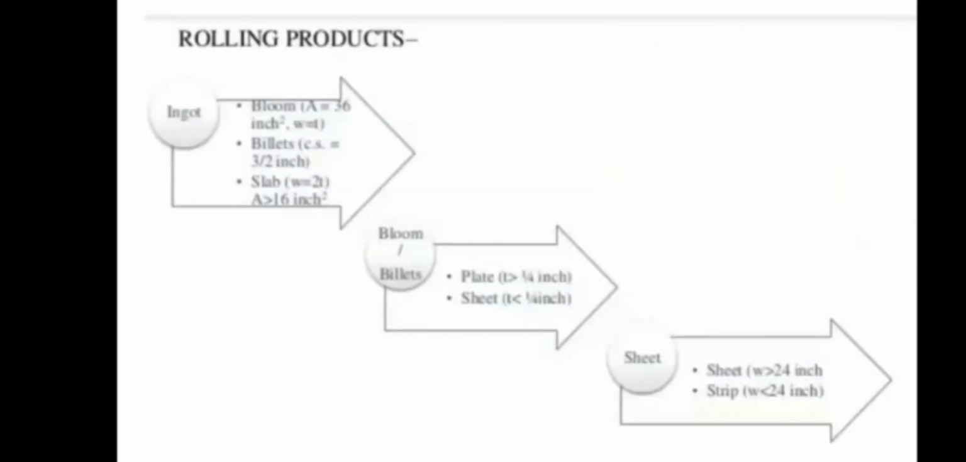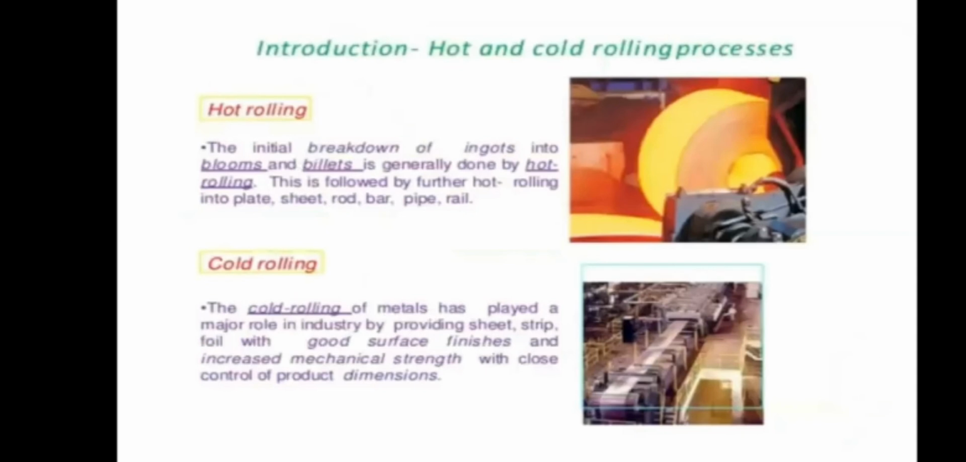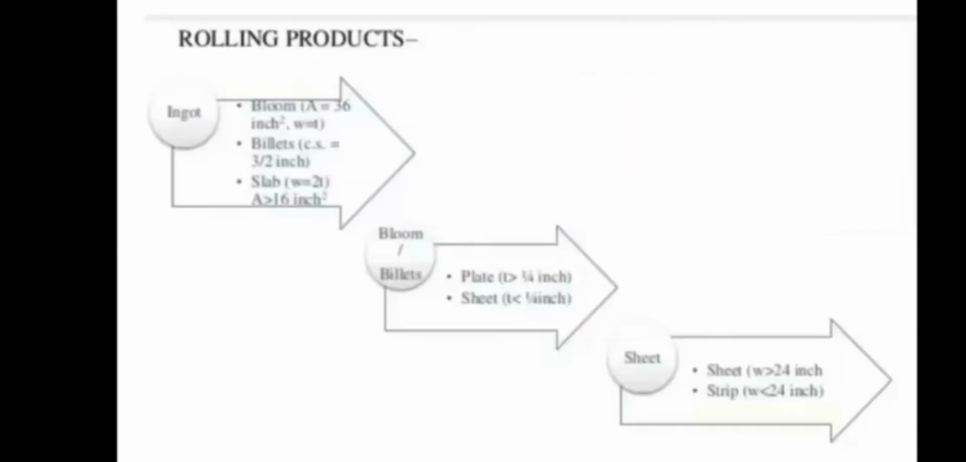So here again the same slide. Okay, ingots may be in the form of bloom, billet or slab. Okay, all three terms are considered as ingot only. So ingots are readily available in the market. In the second stage, you will obtain billets, plate and sheet. Okay, then it is converted into strip.